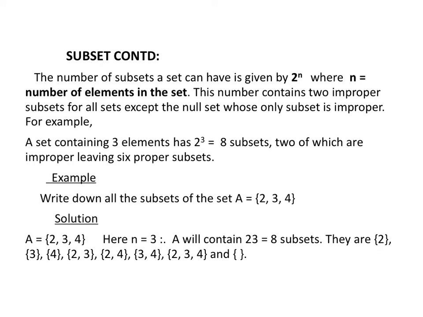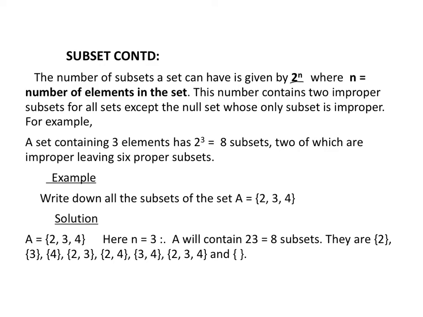We continue still on subsets. The number of subsets a set can have is given by 2 raised to power n, where n is equal to the number of elements in the set. So to calculate the number of subsets a set can have, you just count the number of elements in the set. Say there are 4. Therefore, the number of subsets the set can have is 2 raised to power 4, and that will give you 16. So that is how you calculate the number of subsets a set can have.